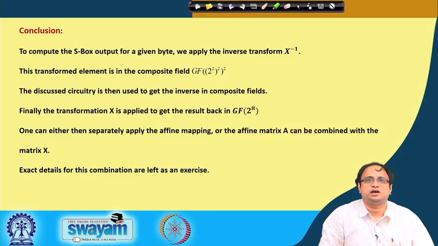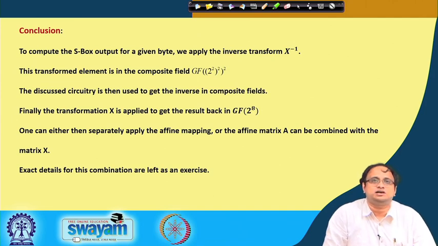And essentially, to conclude, what we have discussed is how to compute the S box output for a given byte. We apply for that the inverse transformation, which is x to the power of minus 1, and this transformed element is therefore in the composite field, which is GF2 power of 2 whole power of 2 whole power of 2, and the discussed circuitry is then used to get the inverse in composite fields. And finally, the transformation X is applied on the result to get the result back in GF2 power of 8.